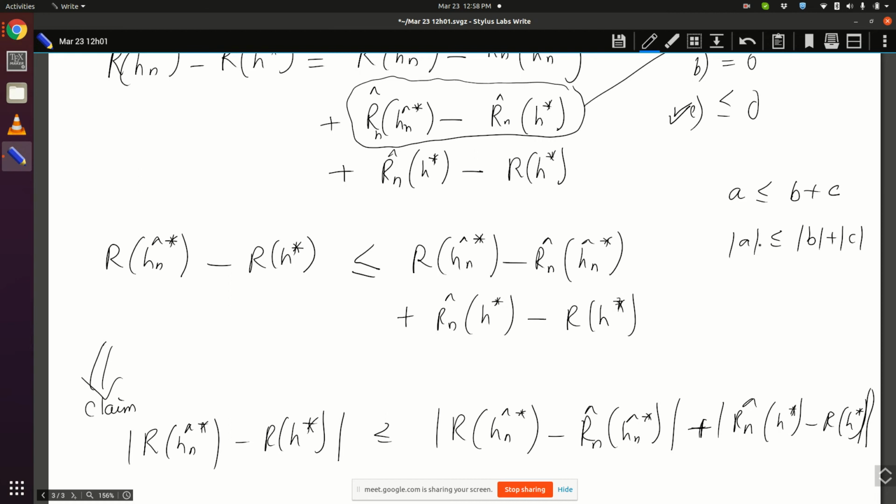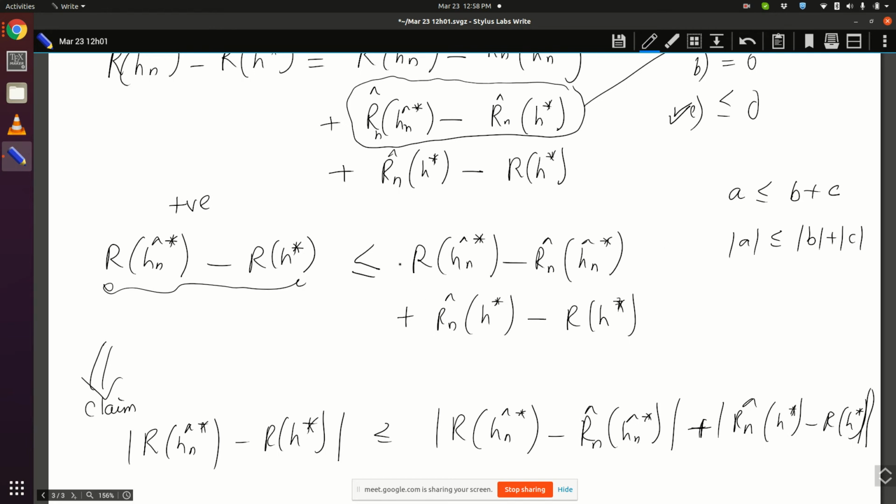I guess when all the a, b, c are positive. Okay, so is this positive first of all? Is this possible? Why? Because H star is the minimizer. Yes, so this is a positive number, because R of H star is the least true risk amongst all the things in the bag. In particular, this is also true. So this is positive.